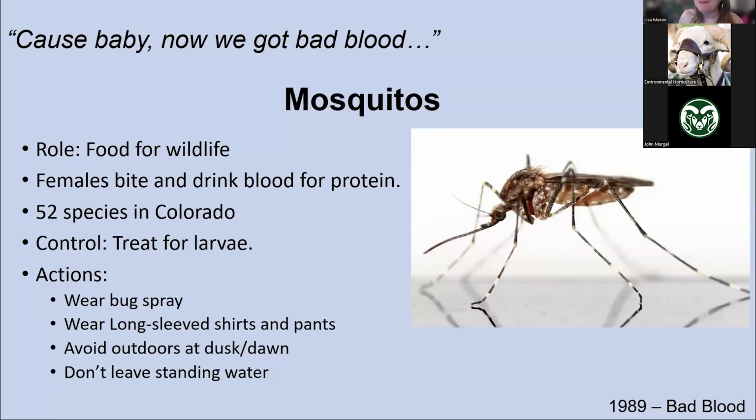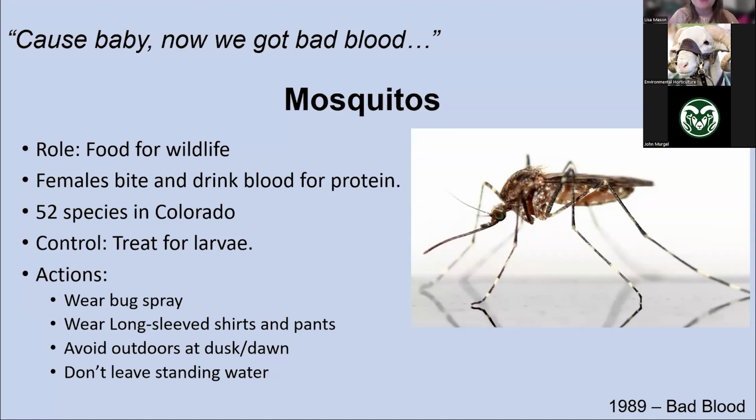Okay, now we got bad blood. Mosquitoes. Mosquitoes are always a pest for humans because they do bite. They are perhaps one of the most important insects in terms of human health because in many parts of the world, they can transmit diseases. Here in Colorado, they can transmit West Nile virus.